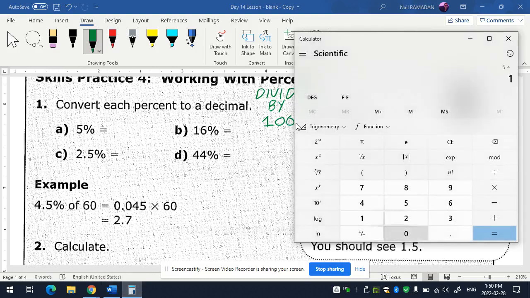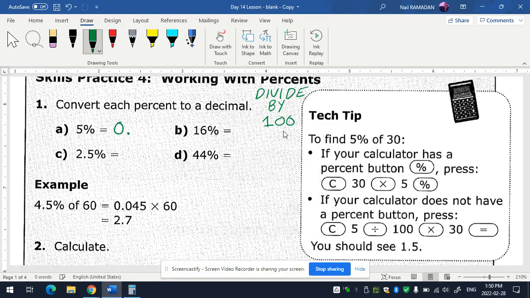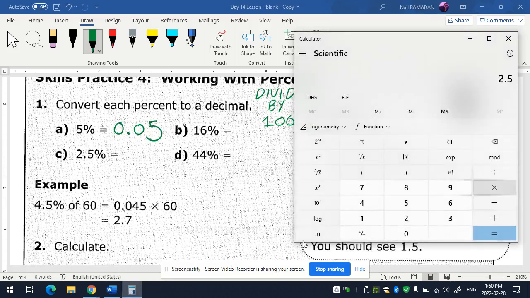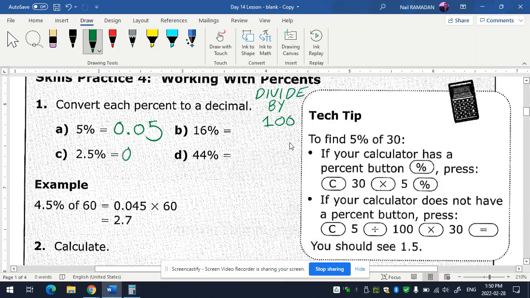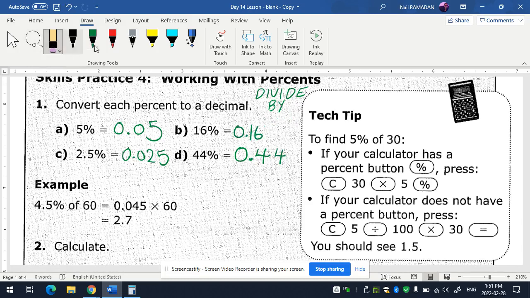5 divided by 100: 0.05. That's the decimal version of 5%. How about 2.5%? 2.5 divided by 100: 0.025. 44%. If you do it, you're going to get 0.44. And 16%, you're going to get 0.16. I'll move this 100 sideways. Yes. There we go. Divide by 100.